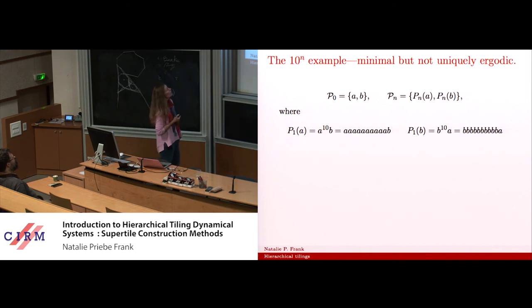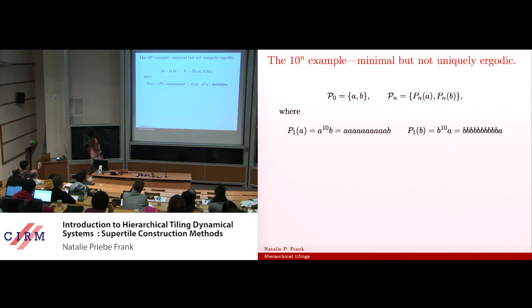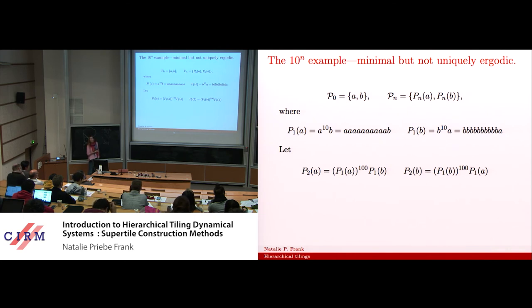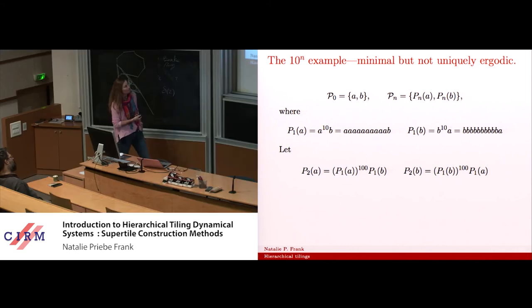But here's a fusion rule where, again, I'm keeping it so that there's just two prototiles or just two supertile types each time, but I'm going to change the rule at every level. I'm not going to attempt to justify this, but I'm going to end up with a space that's minimal but has two ergodic measures, one that's A heavy and one that's B heavy. So for the one supertiles, you put 10 A's and then a B, or 10 B's and then an A, and then at the next level, you put 100 P1 of A and 1 P1 of B, and the reverse for the two supertiles of type B.